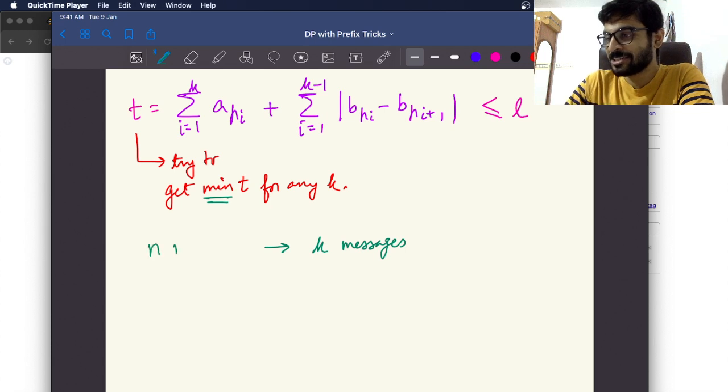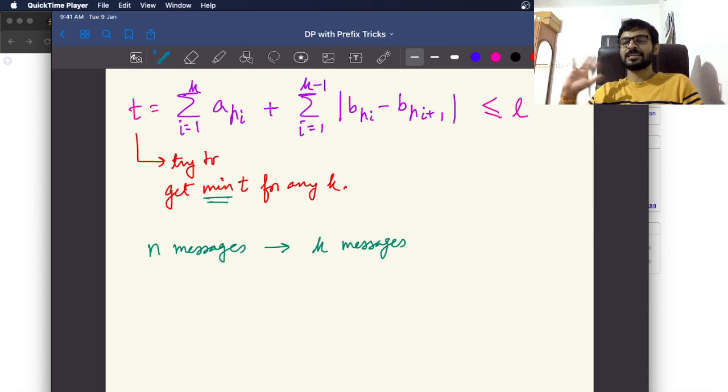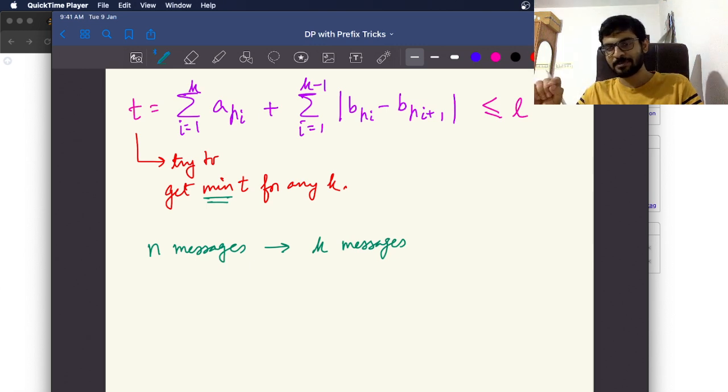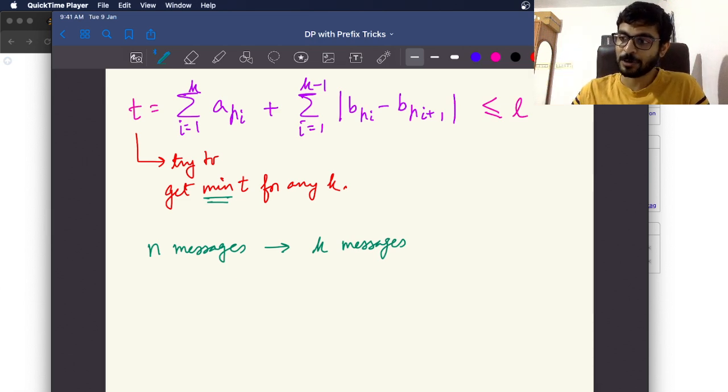So can you see the relation? If out of n messages I take K messages, what is the minimum time you can give me? And if I know this for every K, can I find out the answer from there? For every K, give me the minimum time. For whichever maximum K that minimum time is less than or equal to L, that K is my answer, correct?